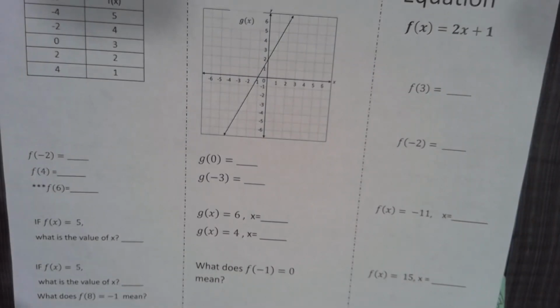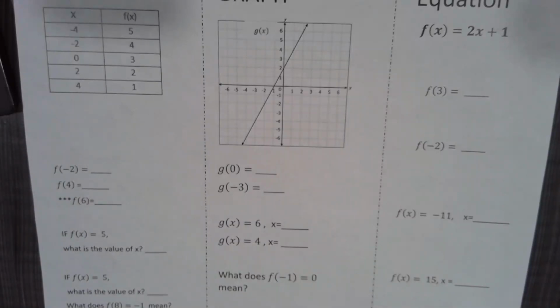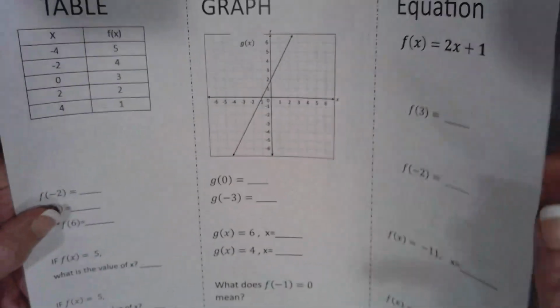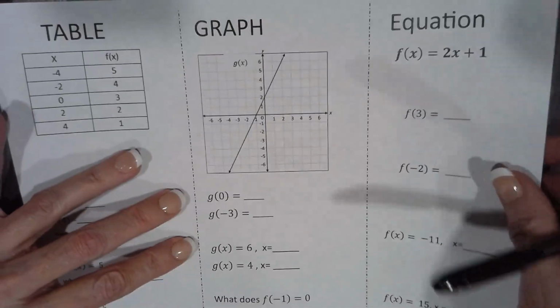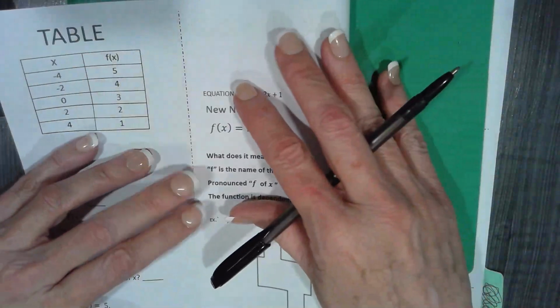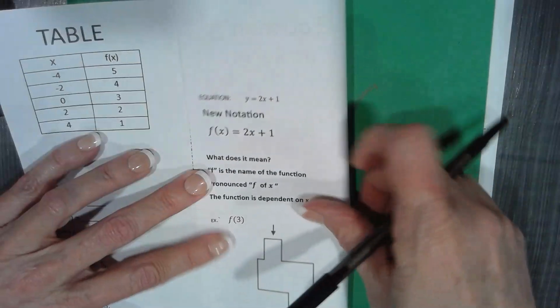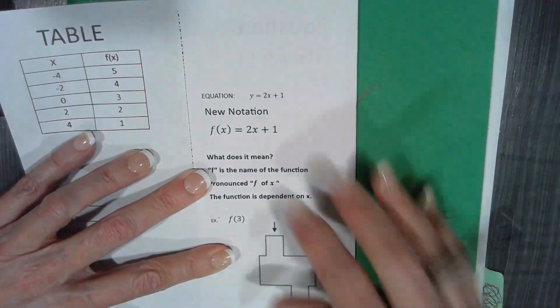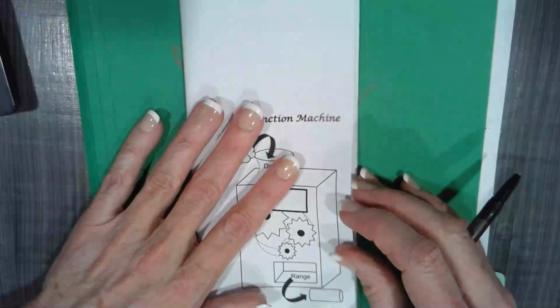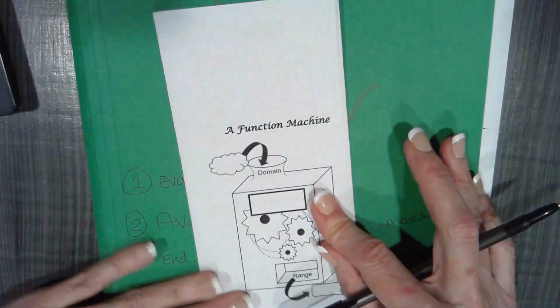Hello everybody. Today we're going to talk about evaluating a function. So first thing is I've made you something that's kind of like a foldable. If you fold this part over first and then you fold this part over second, it's kind of like a foldable.